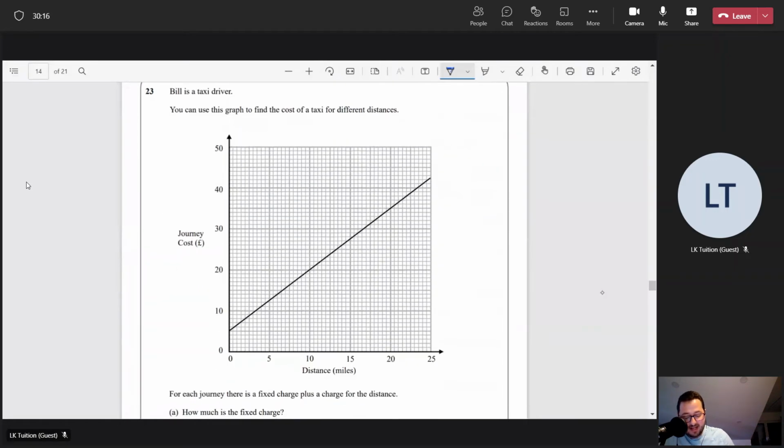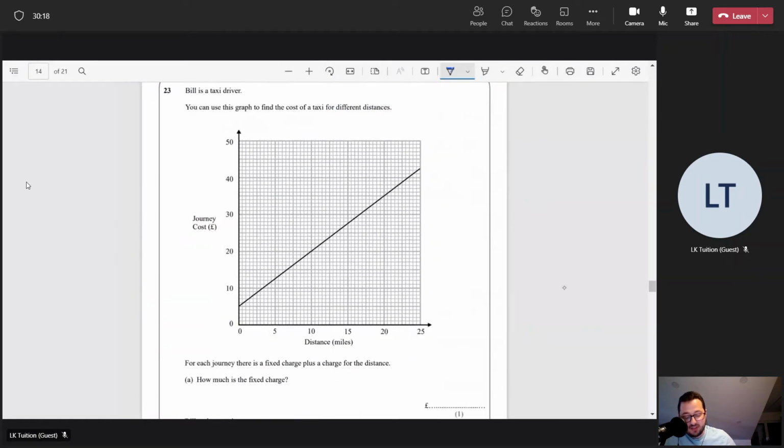Okay, Bill is a taxi driver. You can use this graph to find out the cost of a taxi for different distances. So you've got the journey cost going up here, and you've got the distance going across here. So for each journey, there is a fixed charge plus a charge for the distance. How much is the fixed charge?